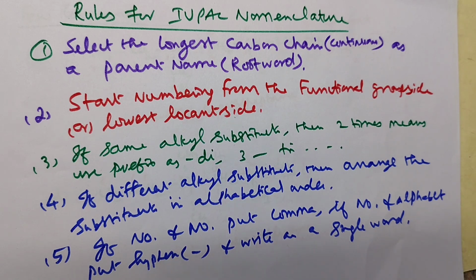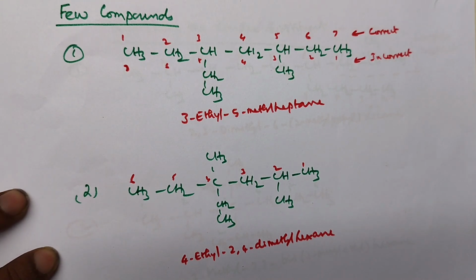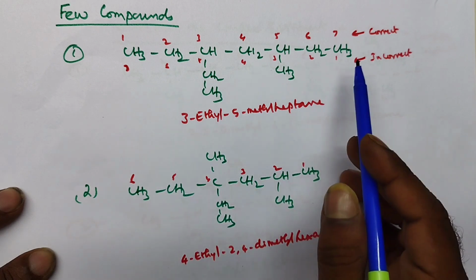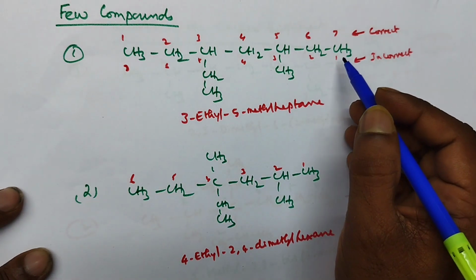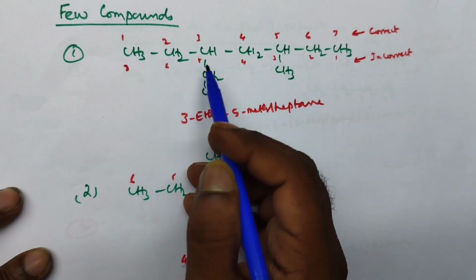Let us take some examples and discuss. Yes, we'll take a few compounds like this one. So the first compound, you apply the rules first. Select the longest carbon chain as the parent name. So you have to number it: 1, 2, 3, 4, 5, 6, 7 or 1, 2, 3, 4, 5, 6, 7. So from any side you can give the numbering, but see the second rule. Start numbering from the functional group side or from the nearest locant side. Locant means the nearest branching side. So you have to write 1, 2, 3. Here also, 1, 2, 3.